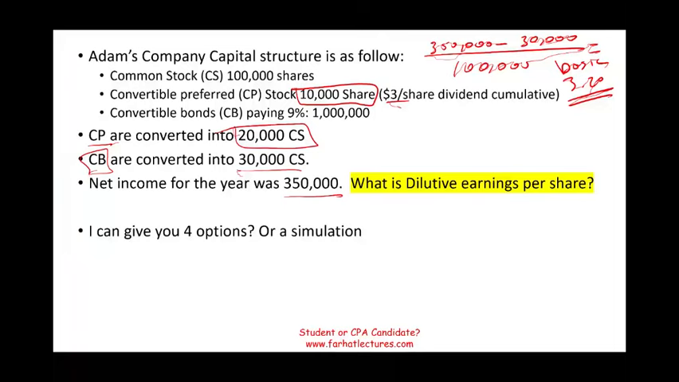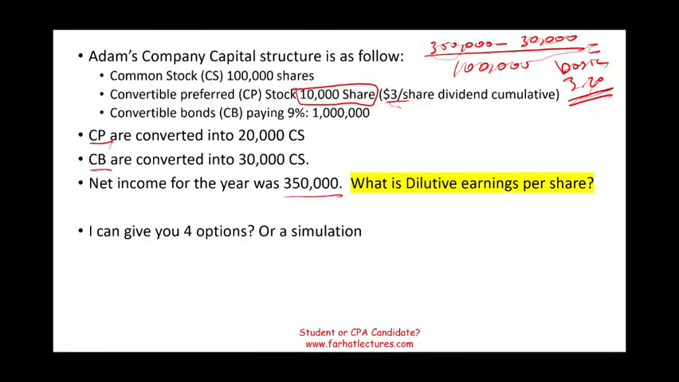But they could also ask you about dilutive. And if they do give you a question like this, you should be happy. It means you are doing very well and you are being challenged on the exam. Okay? Now we have two potentially dilutive securities. We have the convertible preferred and we have the convertible bonds.